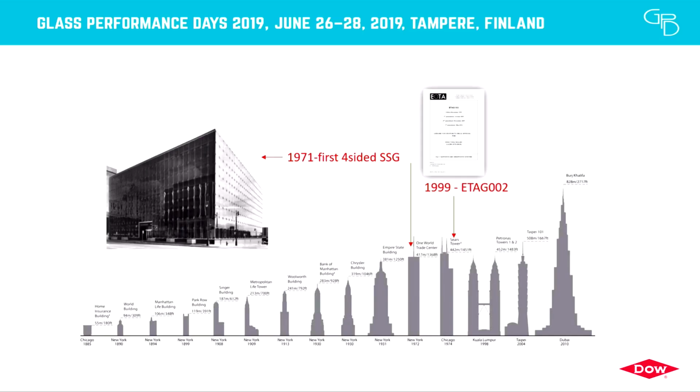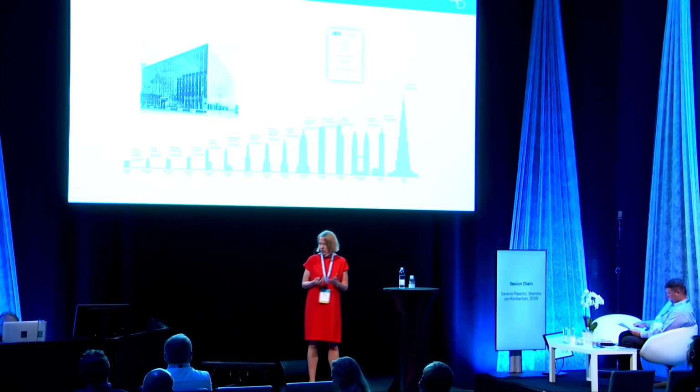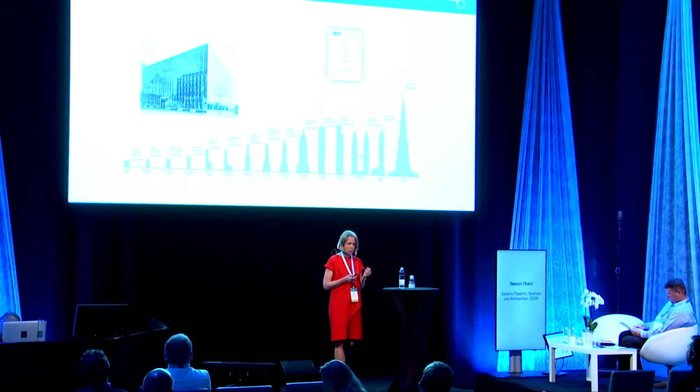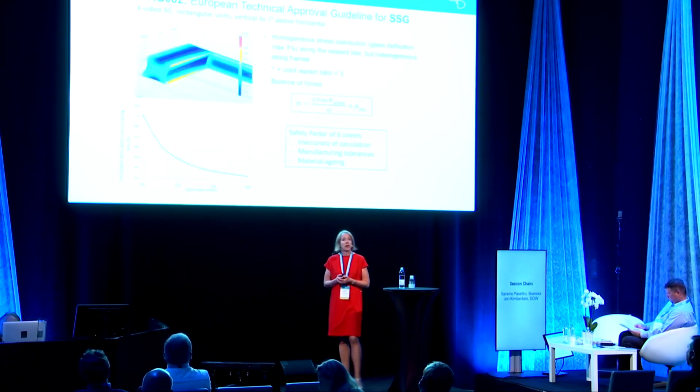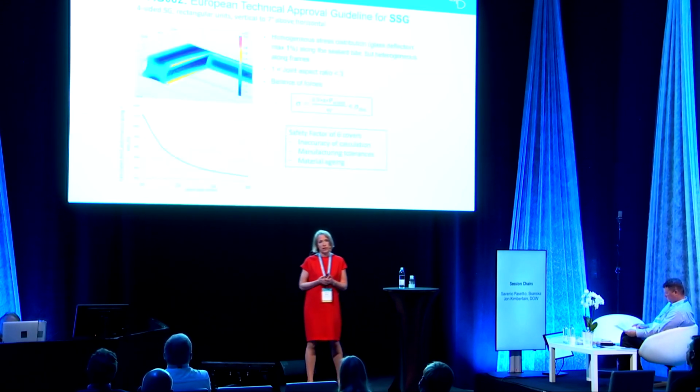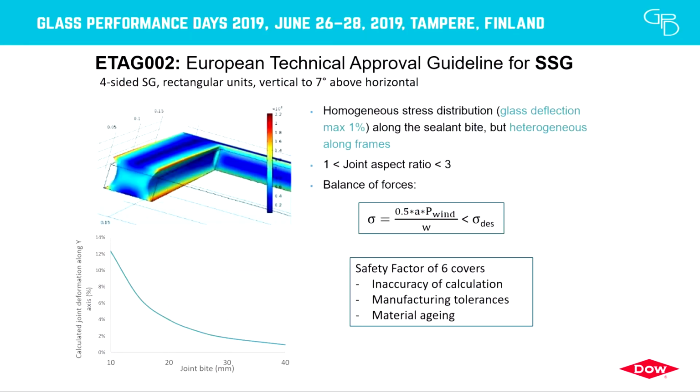Between the first structural glazing project in the 70s and the writing of the ETAG, the buildings were not as ambitious as we have just seen with Agnes' presentation. The average wind load was 1,500 Pascal, and that was already quite exotic. So when the ETAG guideline was written in 1999, it was really built on those buildings of the time: limited glass size, limited deflection, and wind loads. So it was possible to develop a calculation method that fitted those projects.